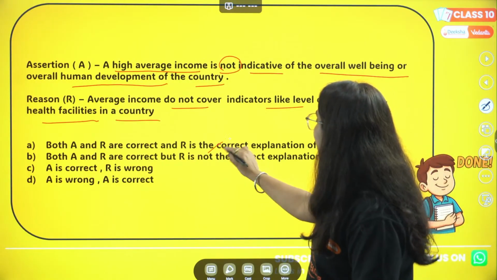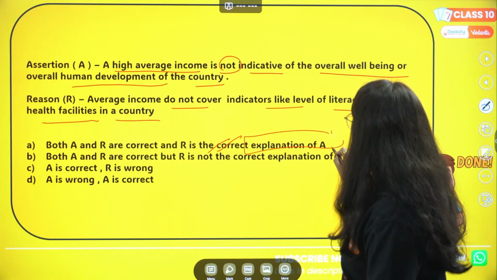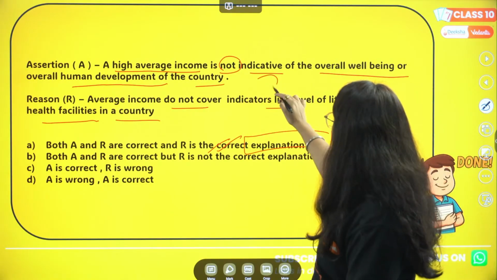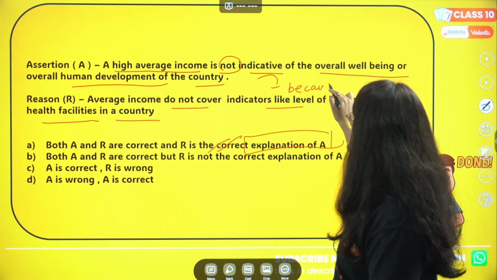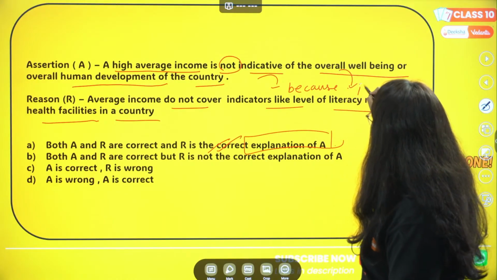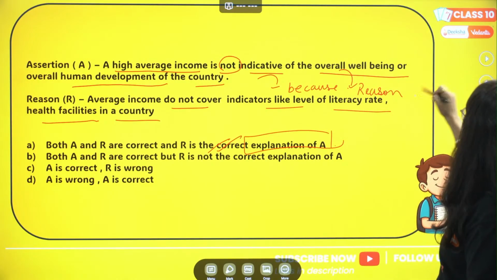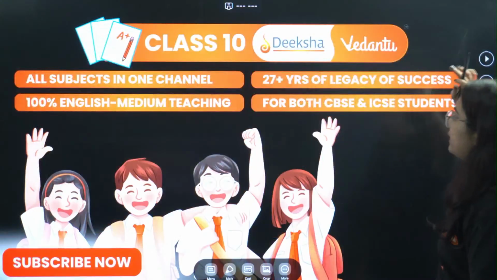Yes, both A and R are correct, and R is the correct explanation of A. Because here in the question, if we write "because" in between, then it is the reason for the assertion given in this. Okay.